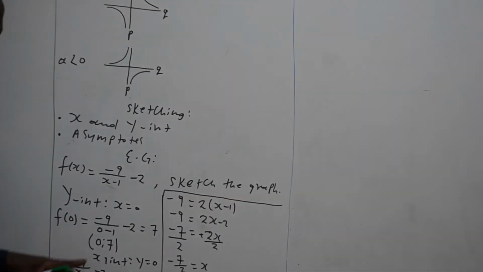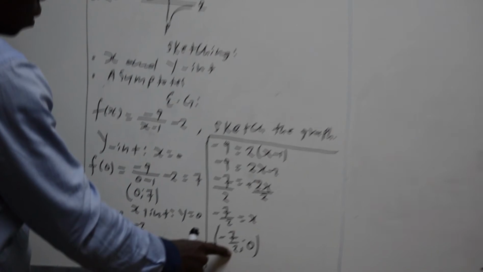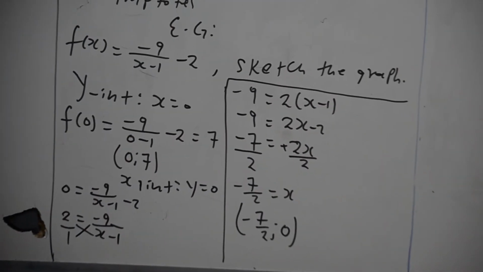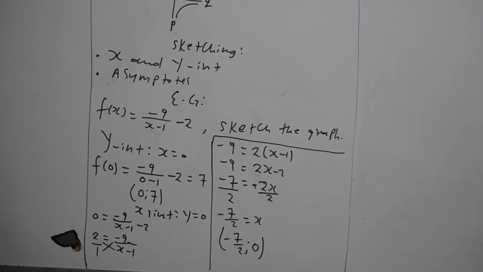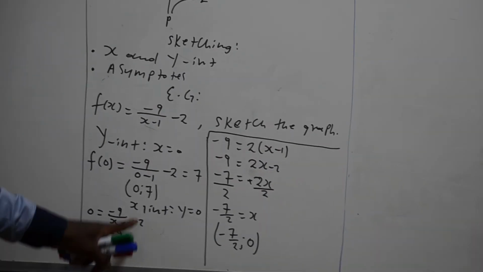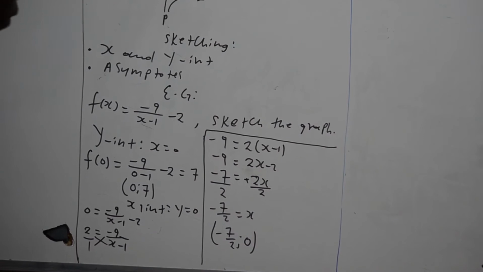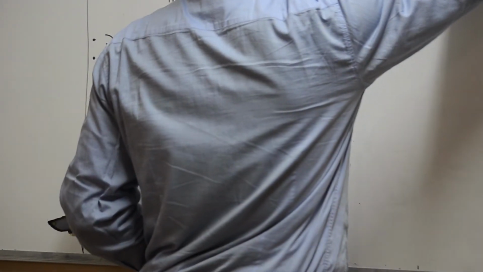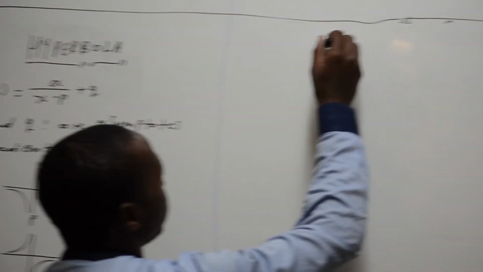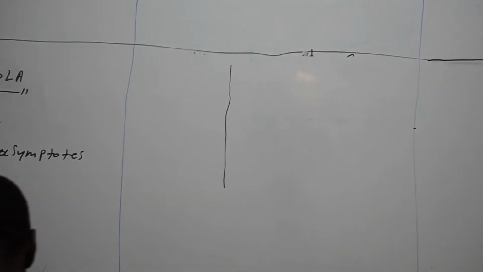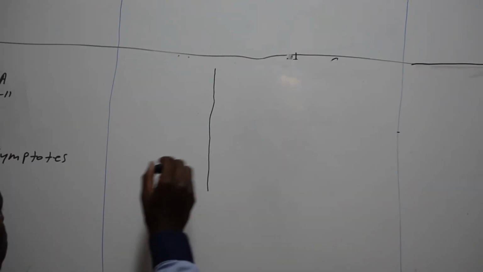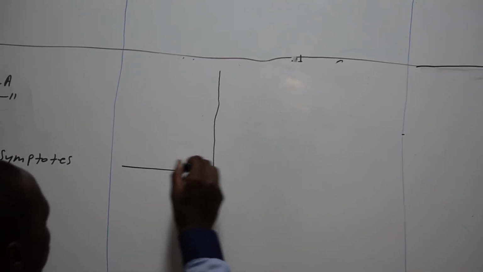So we only have 2 points: 0, 7 and minus 7 over 2, 0. Okay, so in the x-axis I need minus 3,5, which is 7 over 2. In the y-axis I need positive 7. So this is my sketching now. I'm sketching this graph. So in the y-axis I need positive 7. There's my graph. In the x-axis I need negative 3,5.